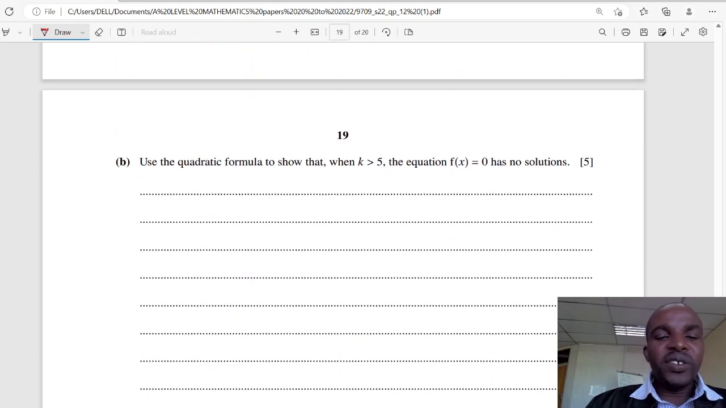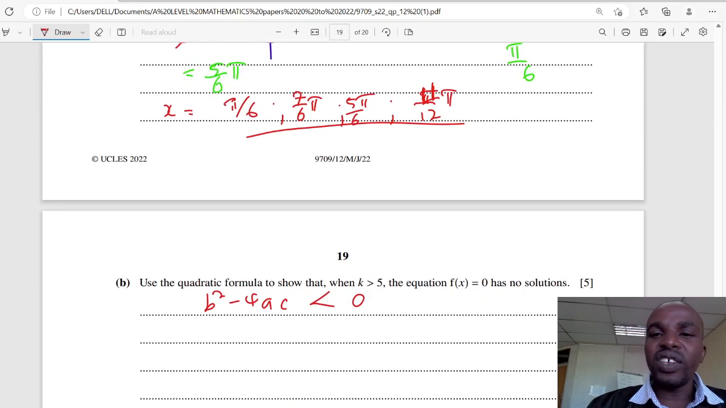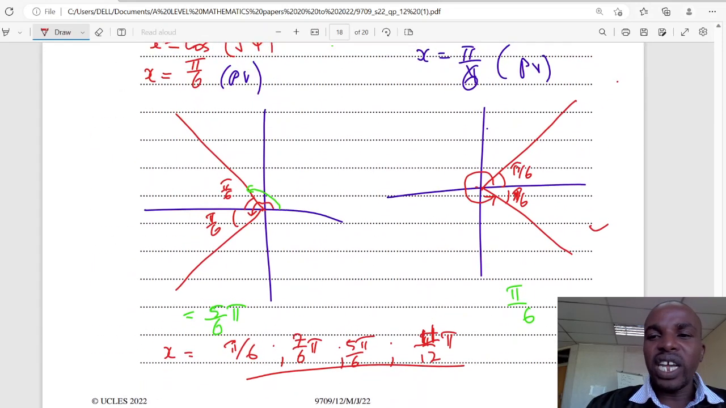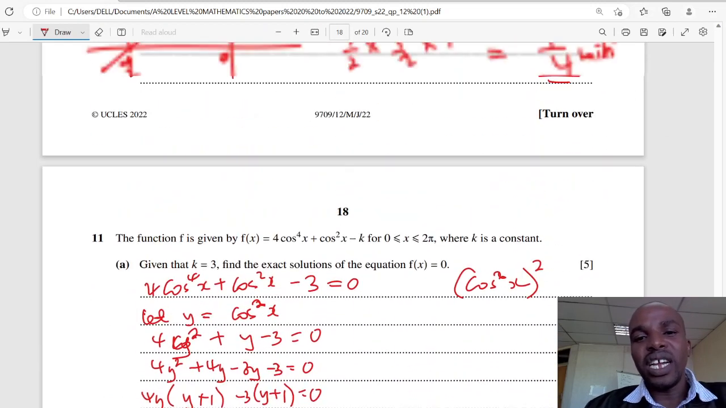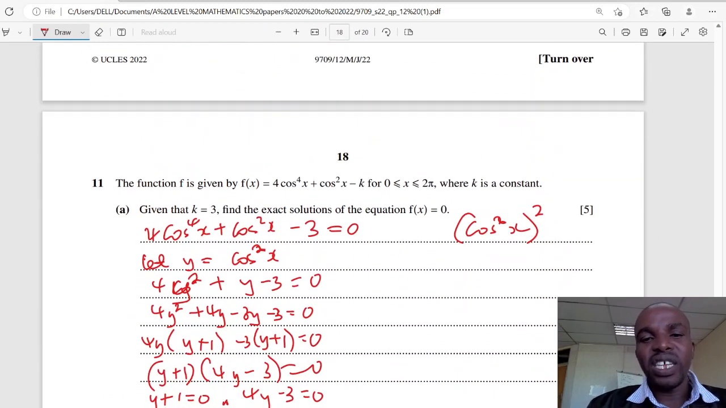Then next, use the quadratic formula to show that when k is greater than 5, the equation f of x has no solutions. So if they have no solutions, then you can say b squared minus 4ac is less than 0. So when k is greater than 5, you can take any value that is greater than 5, right? So first thing, let's take this part. They say when k is greater than 5, then this equation has no real root.